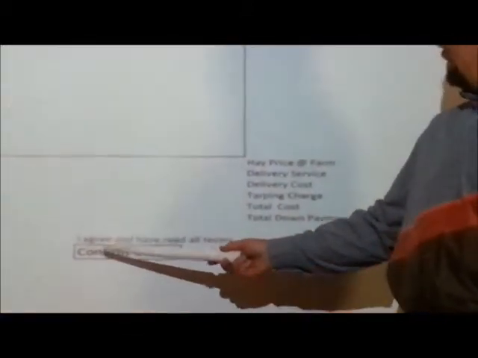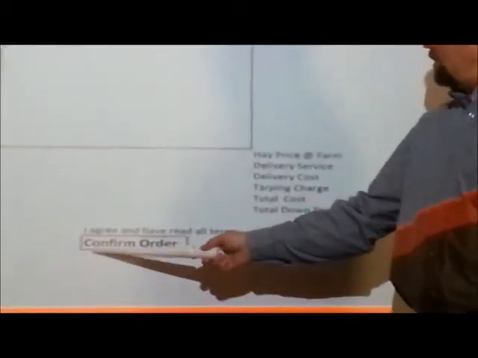Meanwhile, every time you make a change, it's doing its own calculations over here, and it's going to tell you the hay price at the farm, the delivery service. Now, if you said you pick it up at the farm, that's going to say 0. Delivery cost, 0. Tarping charges. If you put no tarp, it's going to say 0. Total cost will be carried down from the hay price straight down because you're picking it up at a farm, you don't want it tarped. Okay? Then it will calculate 20%. That's your down payment. Okay? Alright, now it's going to ask you, before you can go on, there's going to be a little box right here, along with I agree and have read all terms and conditions.